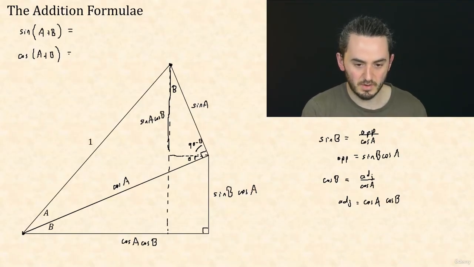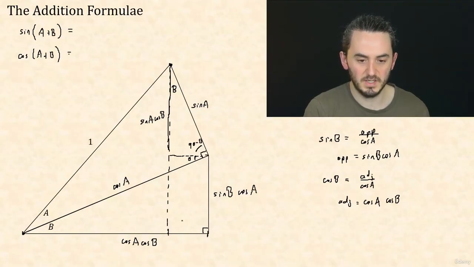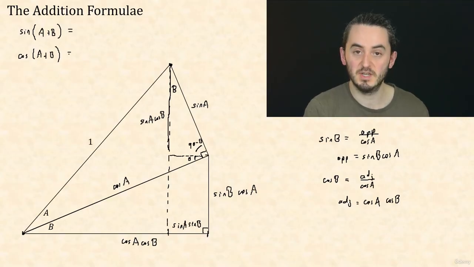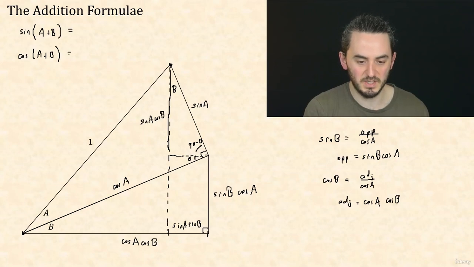And the base of the triangle, I'm actually just going to write it down here in this little section, because that's the same as here, is going to be sine A sine B. And the reason is that's the same as this. This is the opposite side, so sine of B equals this opposite side divided by sine A. Multiply through by sine A, and this opposite side is sine A sine B.